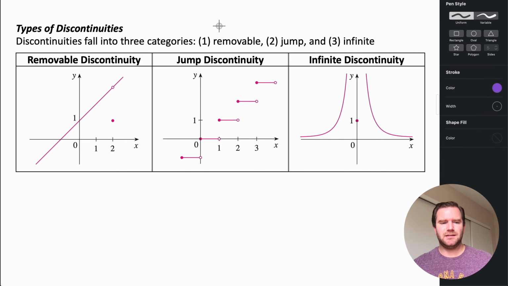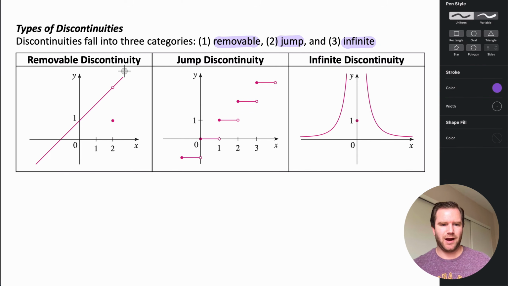Now, if something is not continuous, we can say it's discontinuous or not continuous. Either of those is an okay term to say. But discontinuities fall into three categories: removable discontinuities, jump discontinuities, and infinite discontinuities. Removable, jump, and infinite. So what is a removable discontinuity? A removable discontinuity just means we can actually make this a continuous function by getting rid of or redefining our function at that one spot.